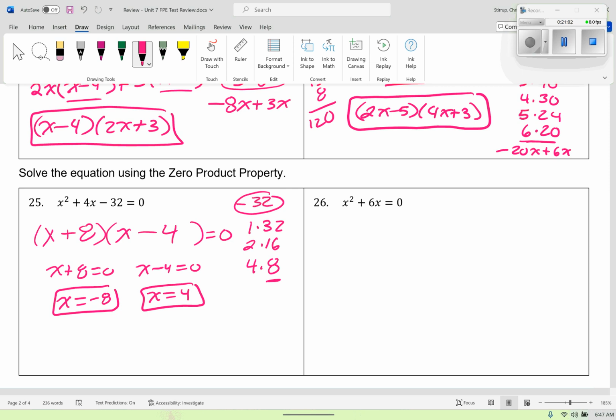26. The only thing I can factor out is an x. So I have x plus 6 equals 0. All right, so set each part equal to 0.